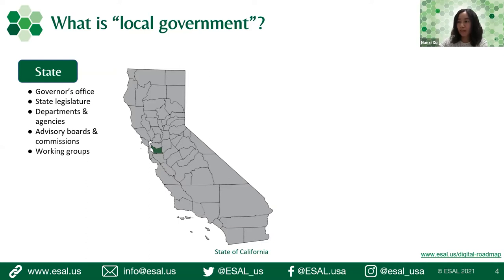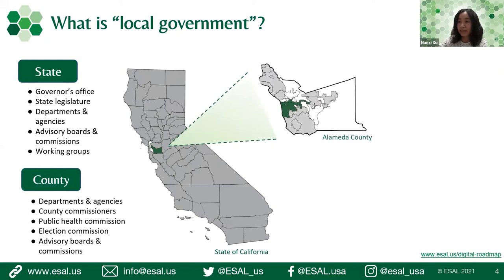If we go down one level to the county level, we still have departments and agencies that might work collaboratively with the state on different issues, but more regional or specialized topics might include things like county commissions. Public health and mental health issues have been a really big focus in recent years, and usually there are county commissions focusing on these issues in different states.